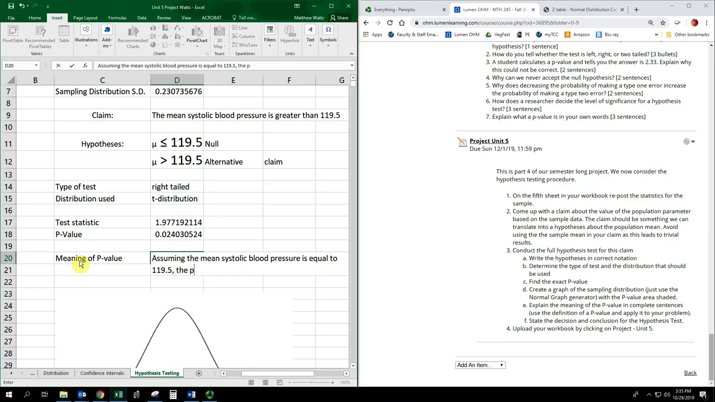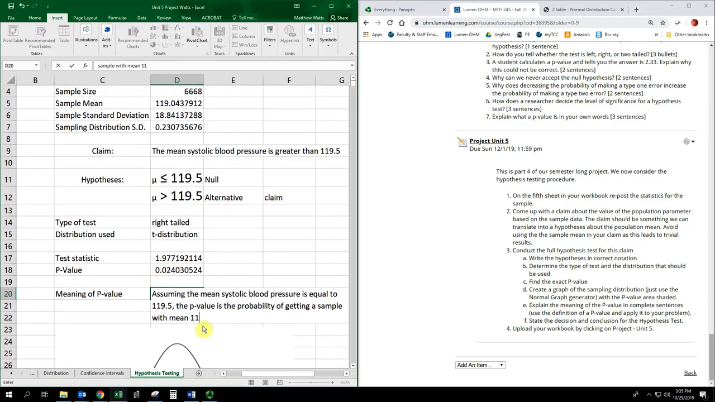The p-value is the probability of getting a sample with mean, and then we need to go up a little to see what that is. I forgot, 119.04379.12. And you can also put in this other stuff if you want, 668. Because really, it is technically meaning a sample of size 6,668 and a mean of 119.04379.12. So basically, that's the specific sample we got.